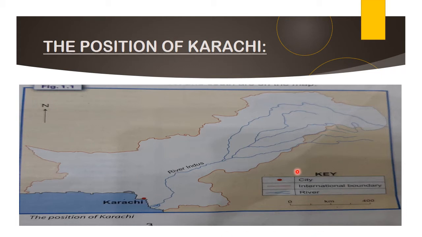And this is the key which helps to understand and read the map, as this red dot is showing the city. It is clarifying which line is presenting what. This red line is denoting the international boundary, and these blue lines are the rivers.